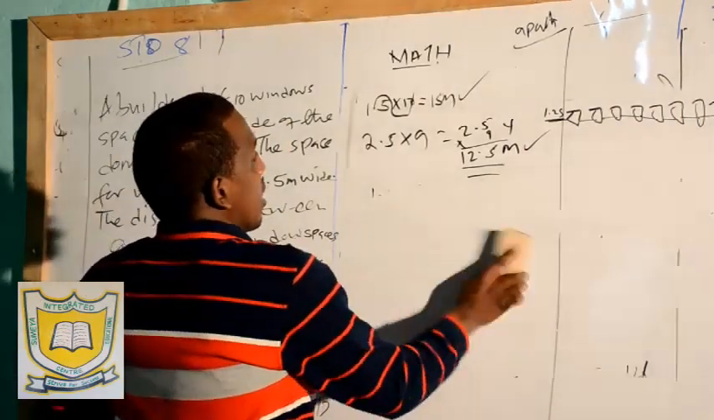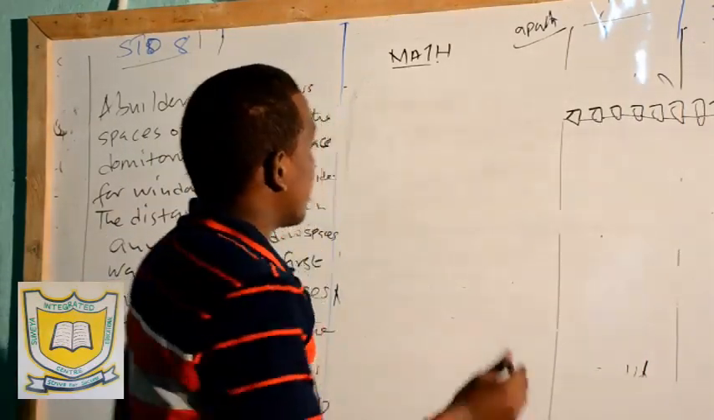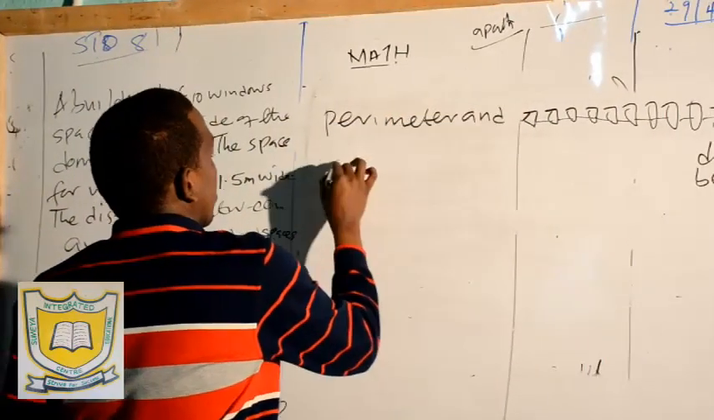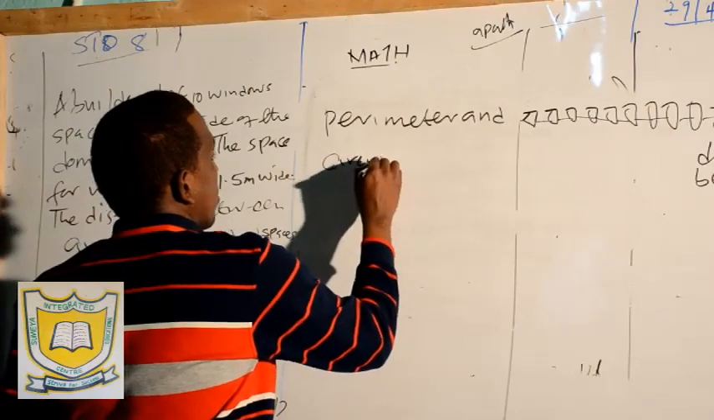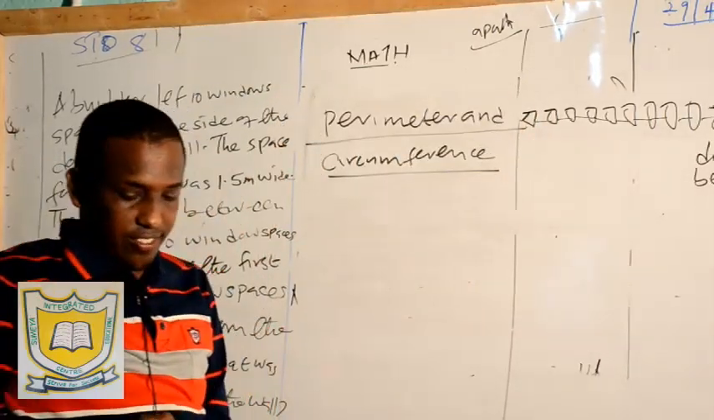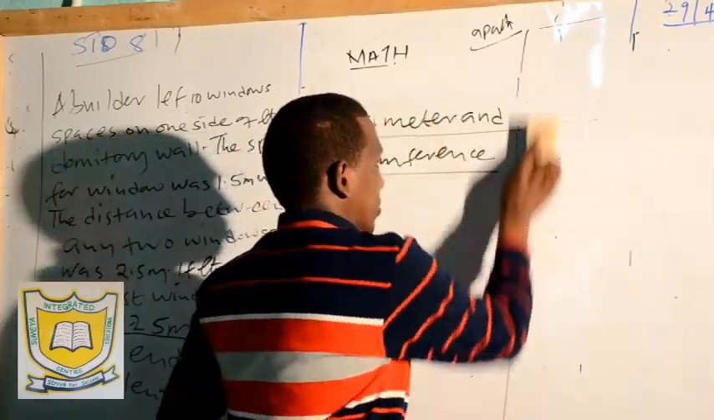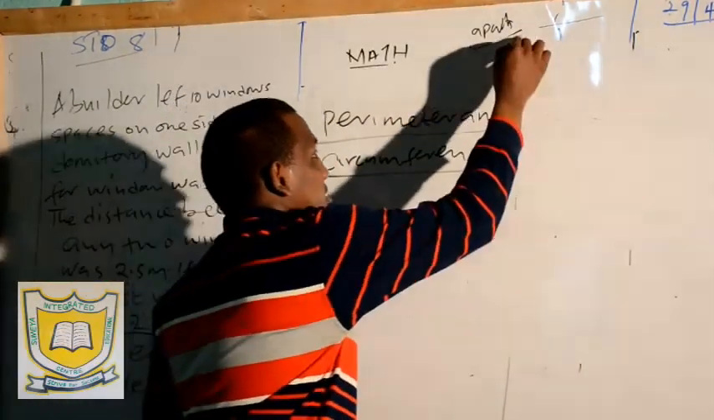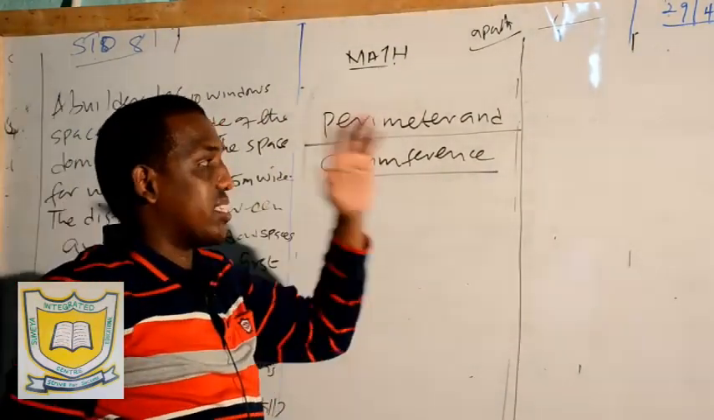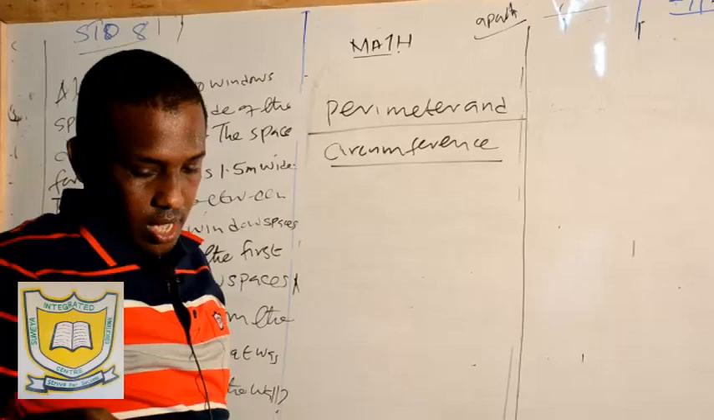So we move to another question. Now we are starting perimeter and circumference. Remember, perimeter is the distance all the way around the figure. You go around the figure, that one is called perimeter.